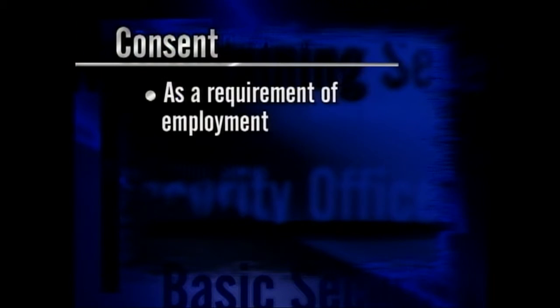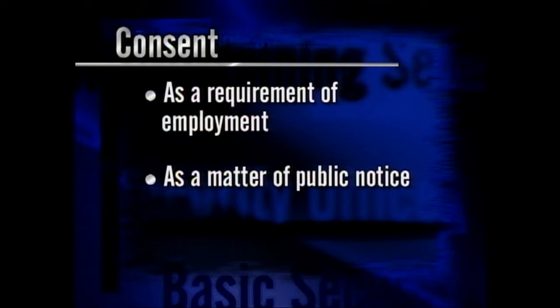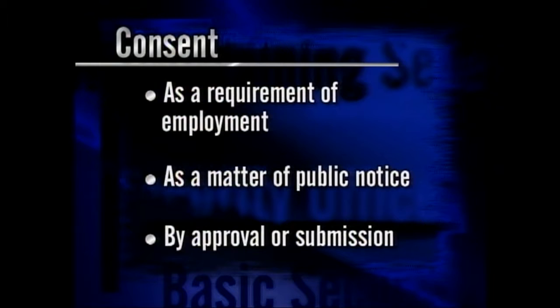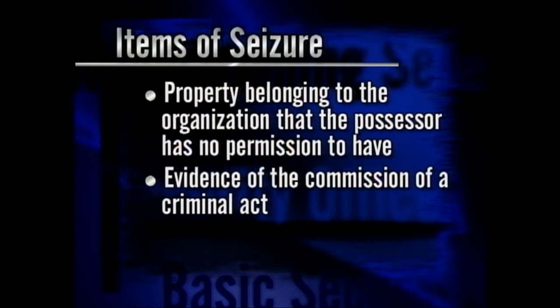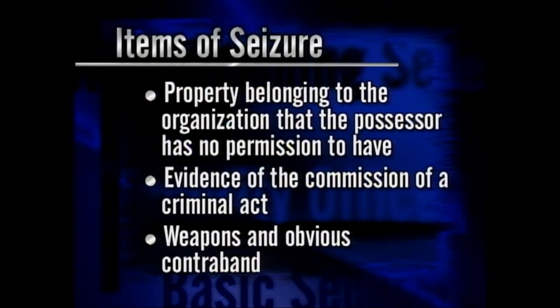Consent can be given to us in three basic ways. As a requirement of your employment, this can be found in contracts and union agreements. As a matter of public notice, we must post signs and give people the option of not entering if they don't consent to a search. And by approval or submission. During a search, you are also limited to the kinds of items that you can seize. They consist of the following: property belonging to the organization that the possessor has no permission to have, evidence of the commission of a criminal act, and weapons and obvious contraband.